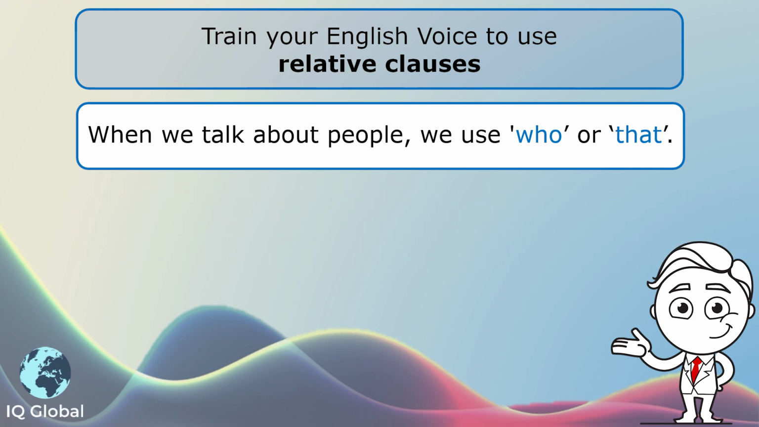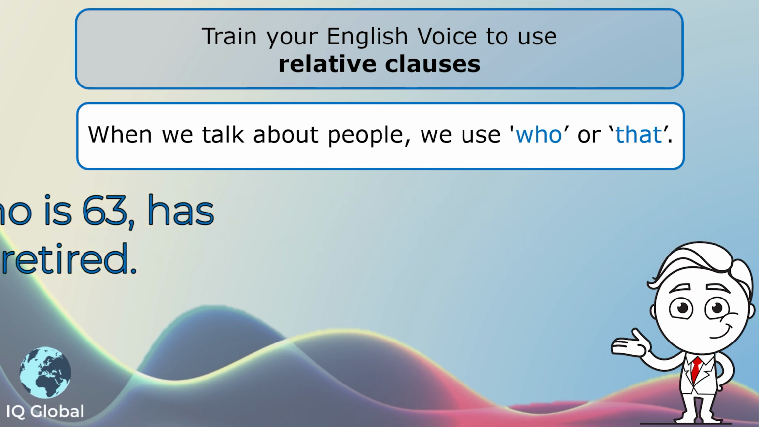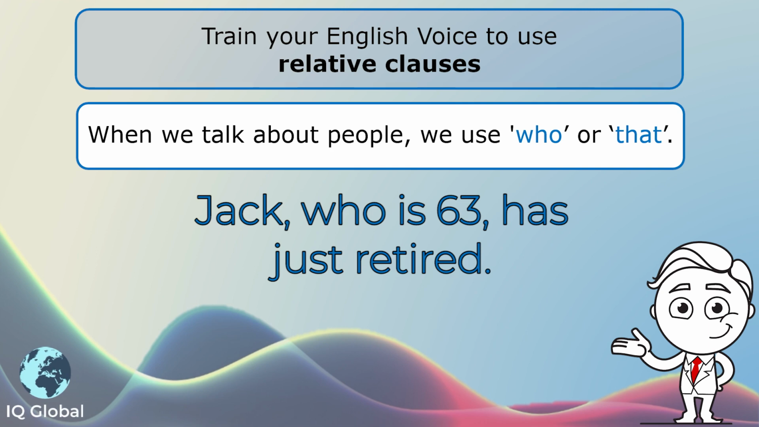Let's have a look at one more example. Jack, who is 63, has just retired. We are talking about a person, Jack. So I chose to use the word who, and this is the relative clause because it is telling us more about Jack.